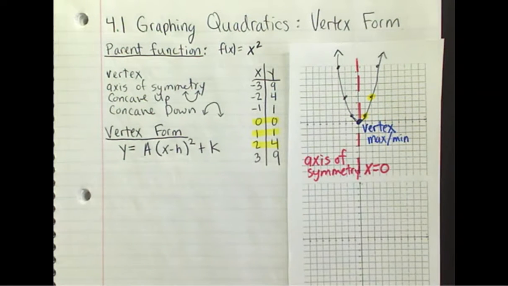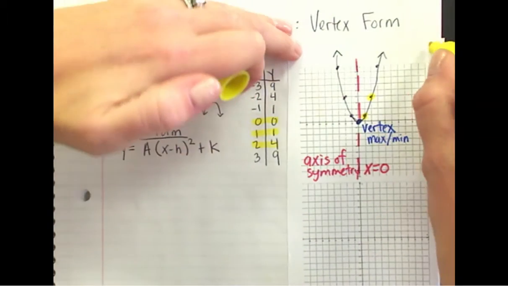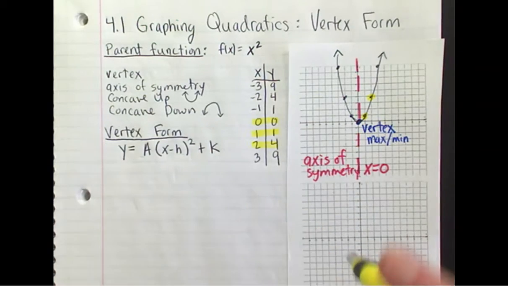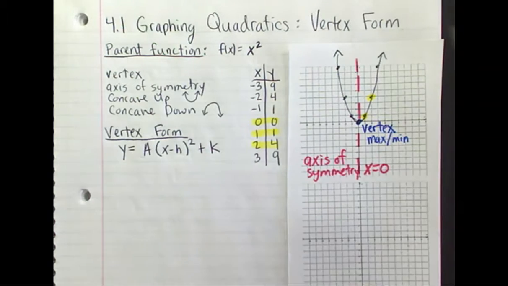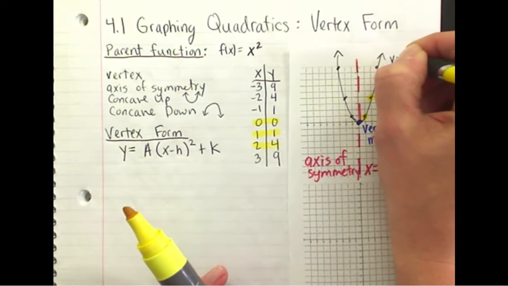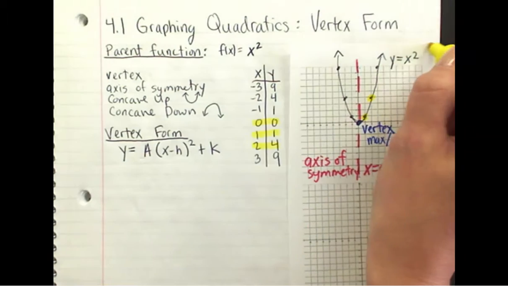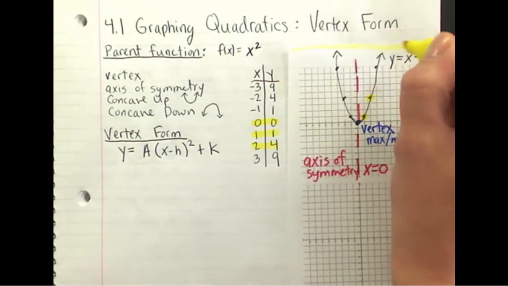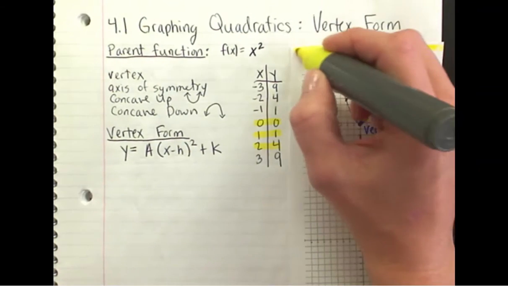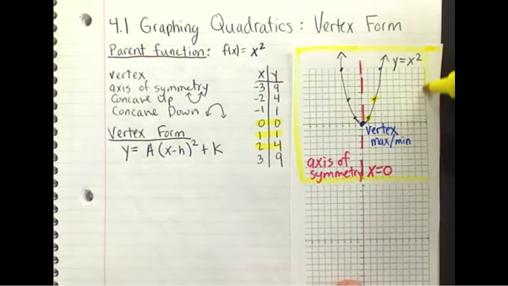Okay, so here is our parent function. Guys, you have to memorize this. This is not something I'm going to give you. You have to know this shape. Okay, so y equals x squared, that's the parent. Much like you had to memorize the shape of the absolute value graph, you have to know this parent.